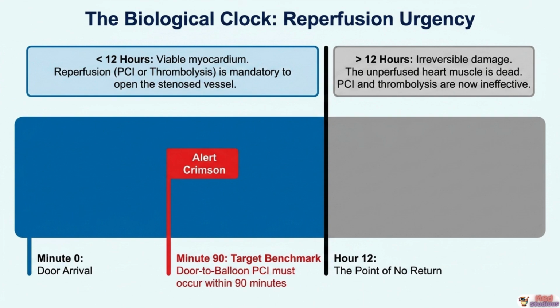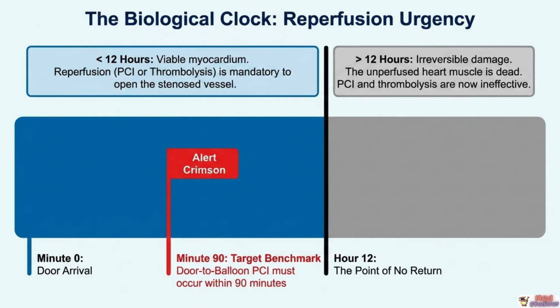Reperfusion, by either percutaneous coronary intervention or thrombolytic therapy, can open the occluded vessel, restore oxygenated blood flow, and salvage this vulnerable myocardium. The specific target benchmark for PCI is the door-to-balloon time of 90 minutes, meaning from the moment the patient arrives at the emergency department to the moment the angioplasty balloon inflates inside the occluded coronary artery, 90 minutes is the maximum acceptable interval. This benchmark is a core quality indicator for every STEMI-capable hospital worldwide and is directly linked to patient survival outcomes.